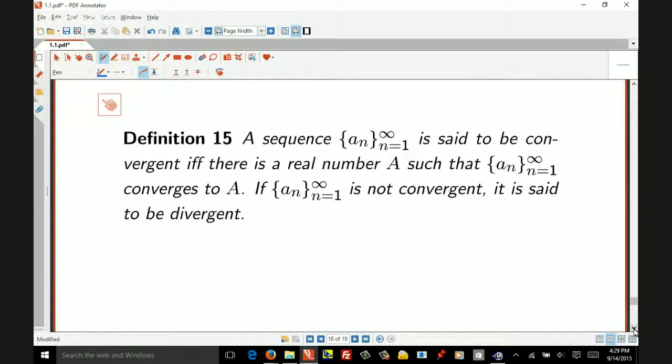Okay, let's finish off with our definition here. We're almost done. A sequence a_n is said to be convergent if and only if there's a real number A such that a_n converges to A. If a_n is not convergent, then it is said to be divergent. Divergent does not necessarily mean it goes to infinity. It could go to multiple limits, but it can't converge to a single value. So you could have a_n goes to infinity, you could have a_n goes to minus infinity, you could have a_n goes to 2 values.